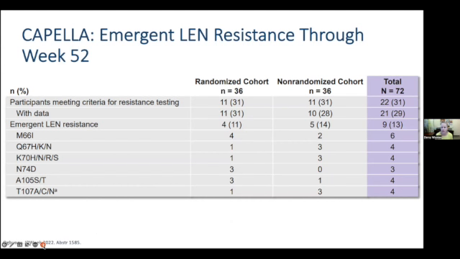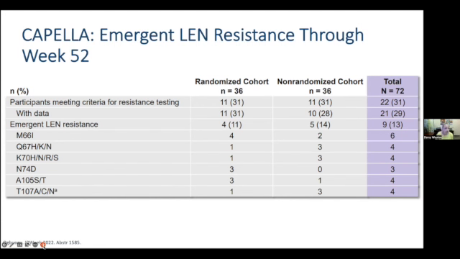So 22 patients, again, from both cohorts, the randomized and the non-randomized group, met criteria for undergoing resistance testing. And of these, 9 patients developed emergent lenacapavir resistance, with the most common mutation being the M66I. Interestingly, they were all continued on the regimen of the lenacapavir and optimized background regimen, and 4 of these 9 patients, even with the resistance, went on to resuppress. 2 of the patients continued exactly what they were on, and 2 of the other patients who went on to resuppress had a slight change in their optimized background regimen.